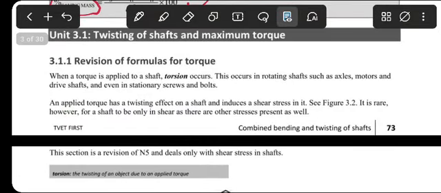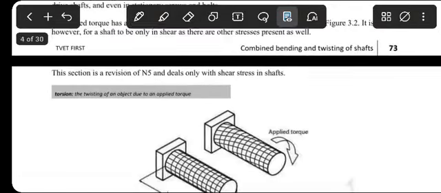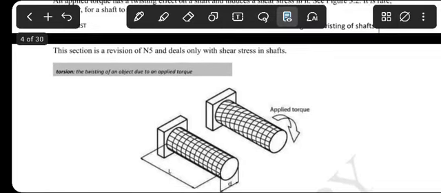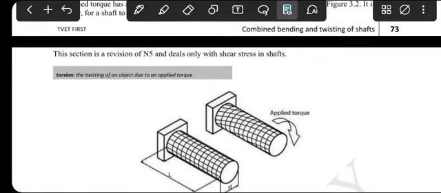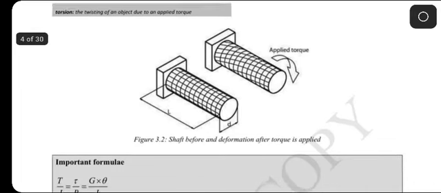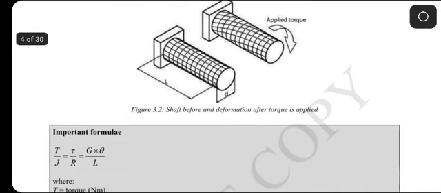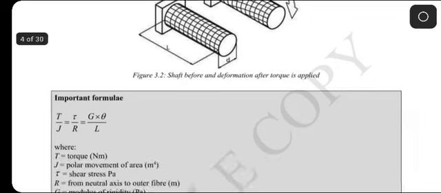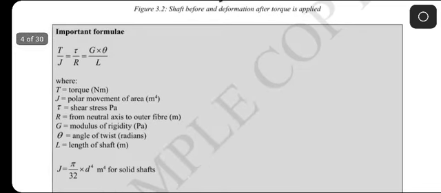Since this is an overview, this is a revision, let's check the formulas. This section is a revision of N5 and deals only with shear stress in shaft, not the twisting of an object applied. Remember now, we're dealing with shear.